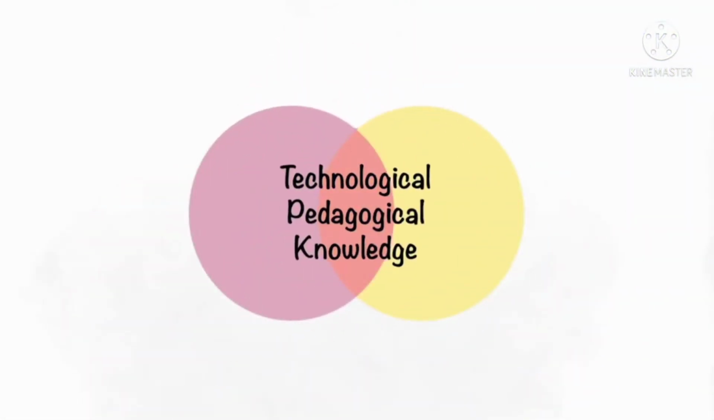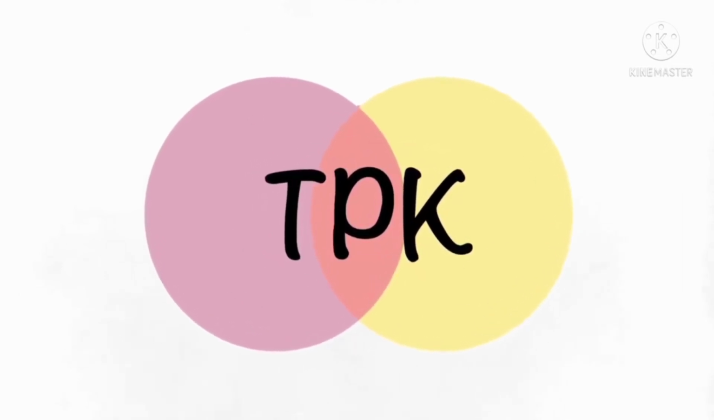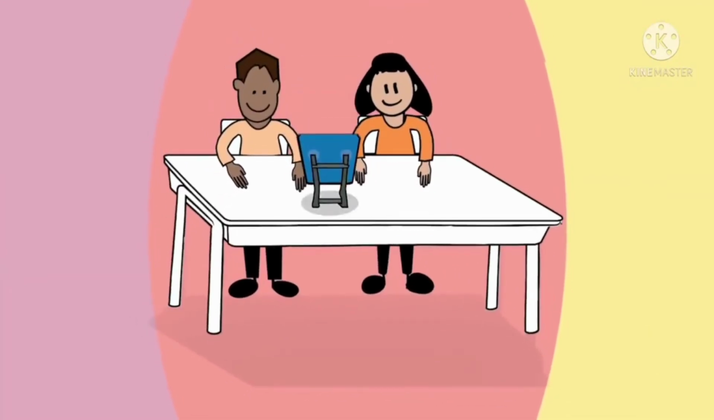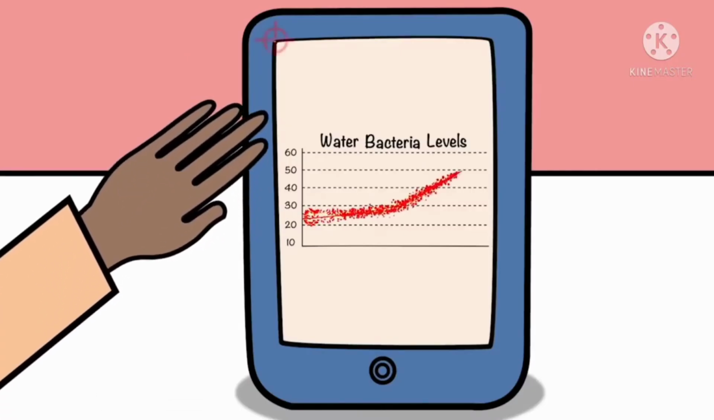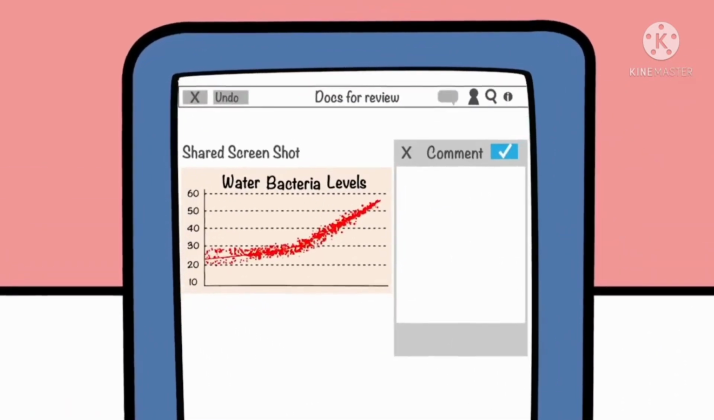Technological Pedagogical Knowledge, or TPK, is your understanding of how to choose and manage technology for your students. For instance, what technology will best ease your students' workflow throughout their exploration of the scientific method.